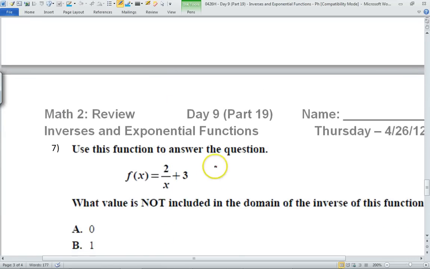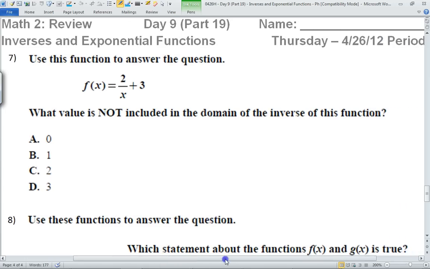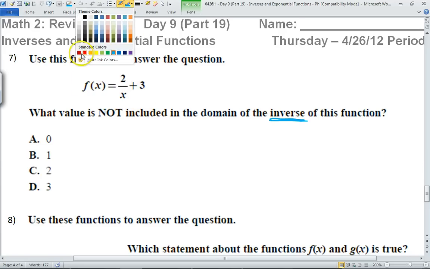Okay, let's find number 7. Use this function to answer the question. Which value is not included in the domain of the inverse of the function? Now pay attention, we have to deal with the inverse of this function. Remember, for the last quiz we had, we were dealing with domain restrictions. That's what they're talking about, not included in the domain. So if we were talking about the original function, what value in this original function would not be allowed?